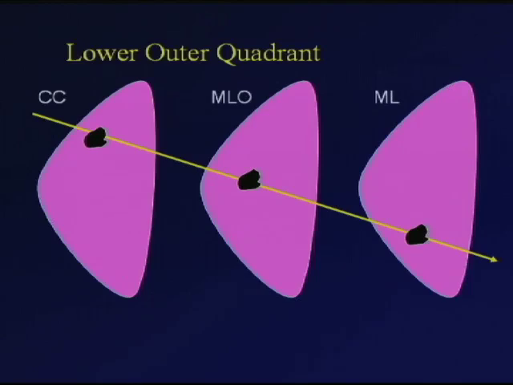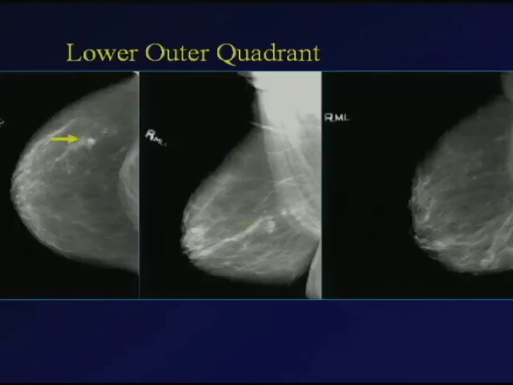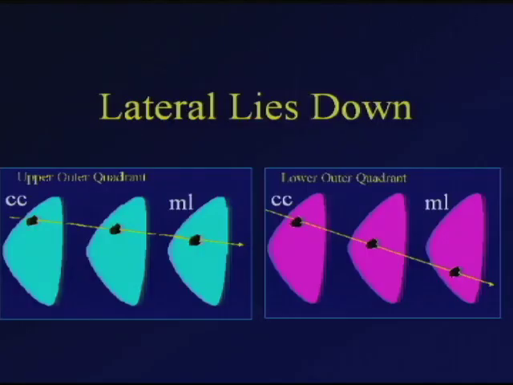And so again, you can see for a mass in the outer aspect of the breast, the lesions appear to decrease in their position from CC to MLO to ML. And here's an example of just that. We see the mass in the outer breast, it's sort of mid-breast on the MLO view, and it's very deep, very low on the ML view. So we can remember that lateral lesions lie down.